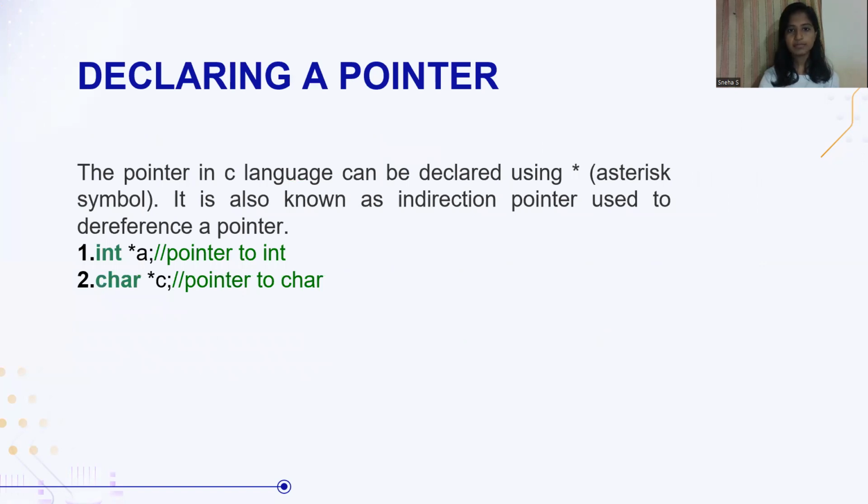The pointer in C language can be declared using an asterisk. It is also known as the indirection operator, used to dereference a pointer. Whenever we use an asterisk, it states that a pointer is used, and it also tells where exactly that particular element is stored.